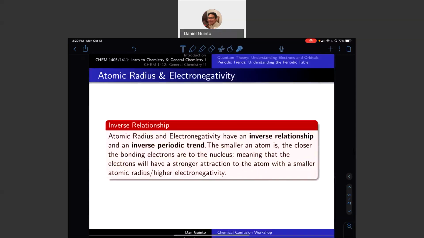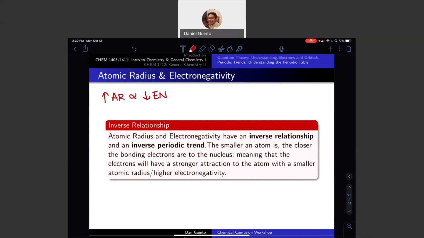But now let's connect electronegativity to atomic radius. So atomic radius and electronegativity are inversely related to each other, which means that the higher your atomic radius is, the lower your electronegativity value is going to be, and vice versa. They also follow opposite periodic trends.